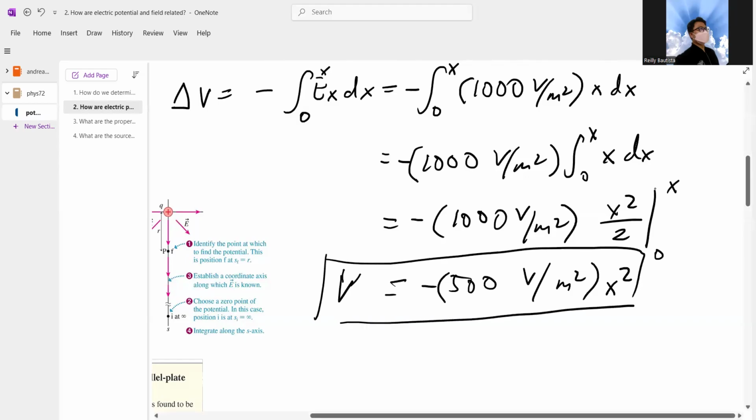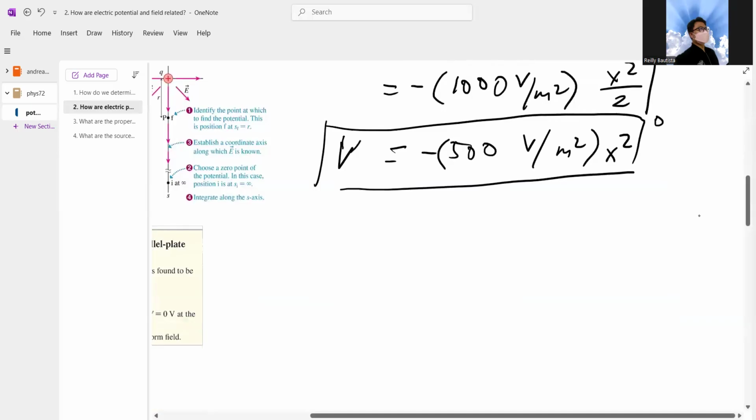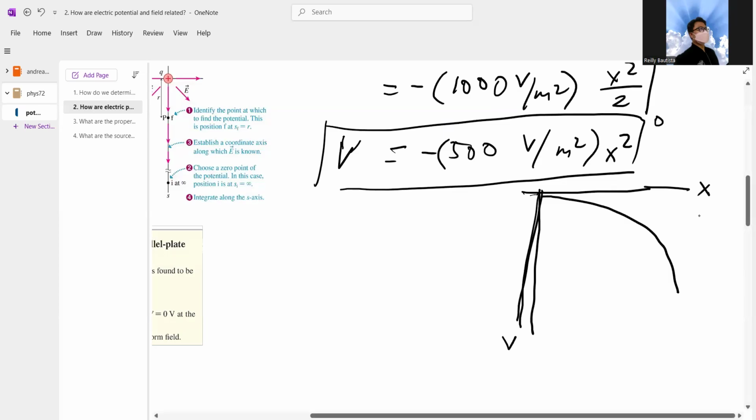We could try plotting that. It's an x squared, so when we plot this, it's a negative result. I can't get it straight. So it's a parabolic function. So V and x. That's how it looks.